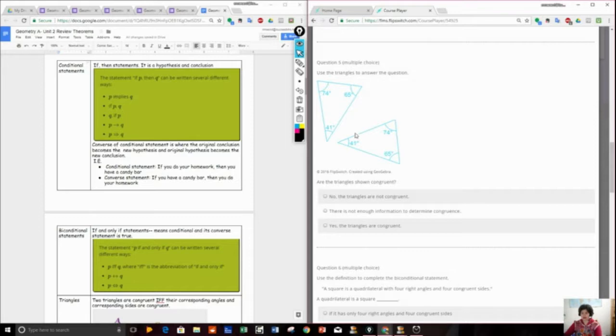Right now, I see that the angles are the exact same. So we have triangles with the same angles. And in order to determine if they're congruent, they have to have the same side lengths. So because we have the same angles but not the side lengths, I would say no, they're not congruent based on the missing side length labels.